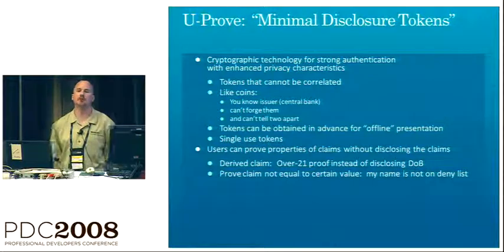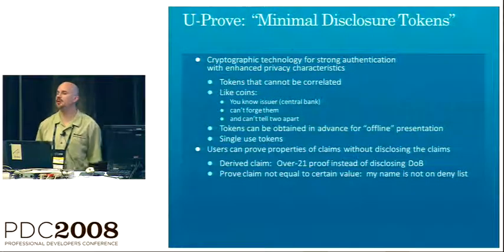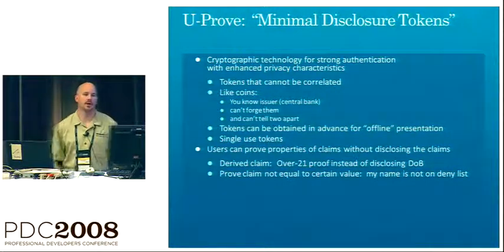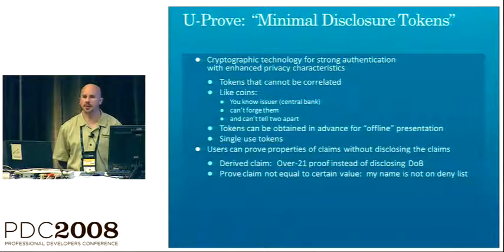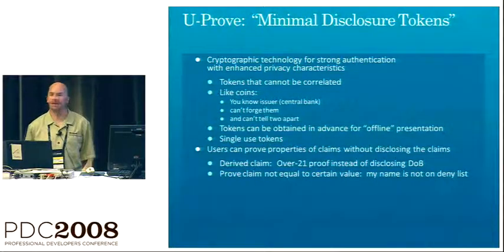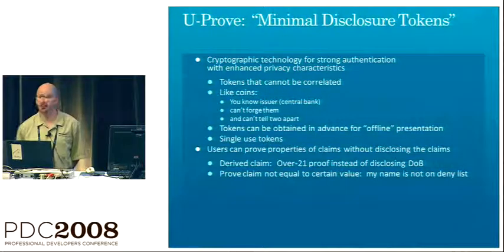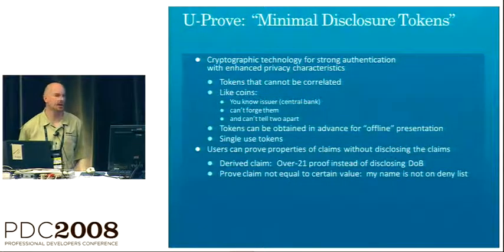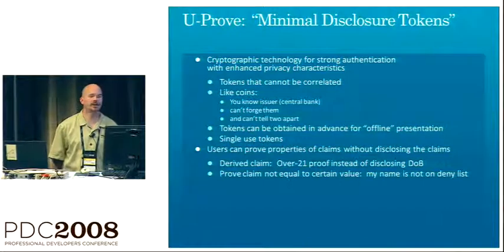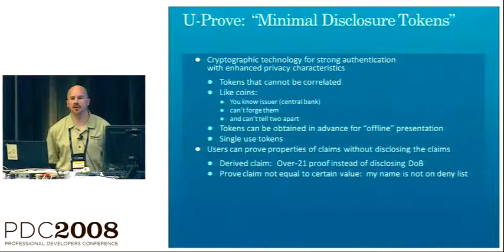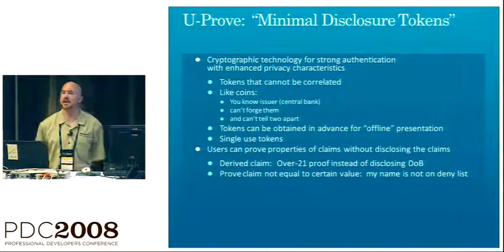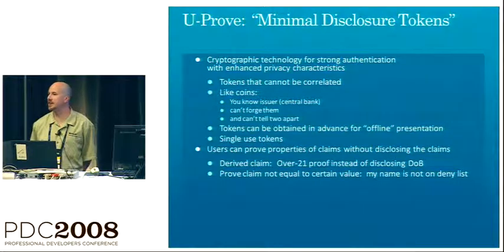In addition to that, there are ways using this cryptography to determine derived claims. So the user can get a token from an issuer that says what their birth date is, for instance, or their name. But they can go to a relying party and prove that their birth date is less than or greater than a certain date without revealing the actual birth date to the relying party. They can prove, in addition, things like that their name is not on, say, a deny list without actually revealing their name to the relying party.